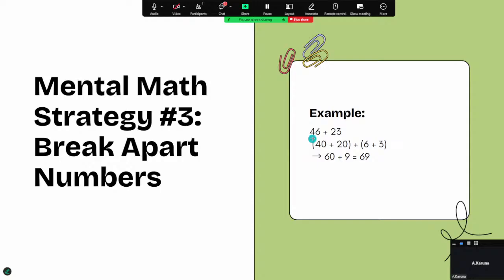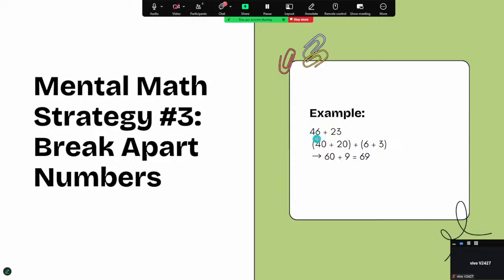So first of all, we're breaking apart 46 into 40 plus 6, and we're breaking apart 23 into 20 plus 3. So by doing that, we can put the 40 and 20 together since they're multiples of 10, and multiples of 10 are always easy to add. And then we take the 6 and 3 and add them separately. So we take the 40 plus 20, which becomes 60, and then 6 plus 3, which is equal to 9, and at the end we add 60 plus 9, which is 69.